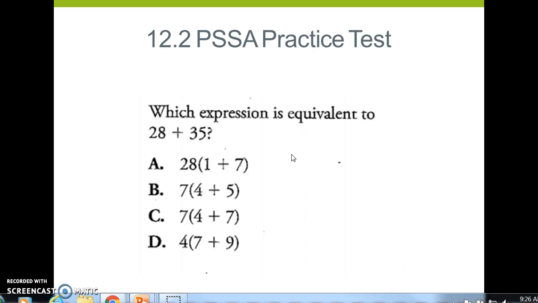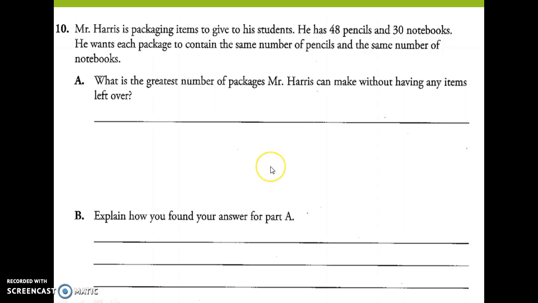Those are really the only things that I wanted to go over today, besides the open-ended. I did send the solution to number 10 to you if you submitted lesson 12.2. Some of you were very confused as to how to solve this. Remember, when you're looking for something that contains the keyword greatest: what is the greatest number of packages Mr. Harris can make without having any items left over?